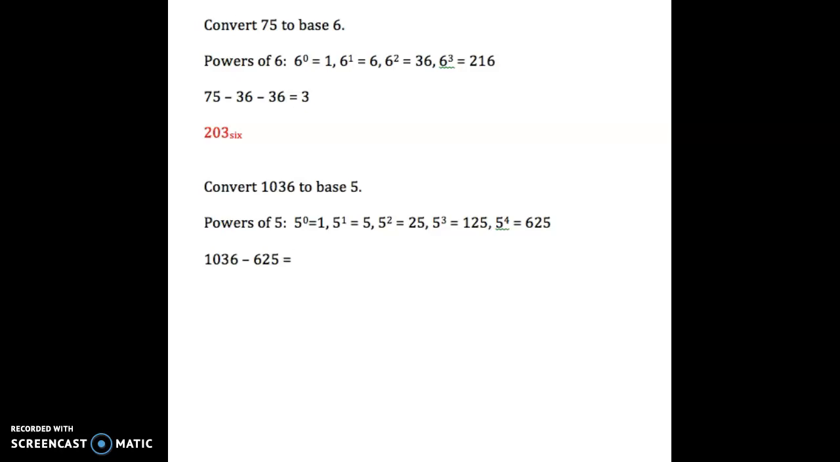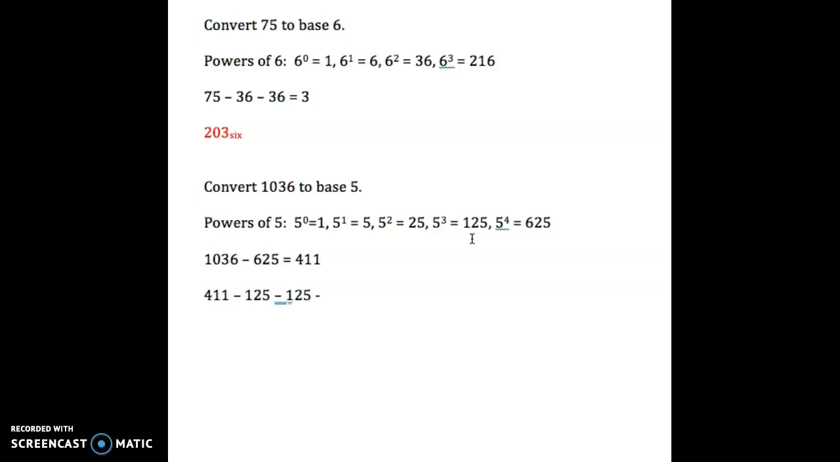1036 minus 625, I have 411. That's less than 625, so I can't do it again. But look what we just found out. I subtracted 625 one time. That's 5 to the 4th power one time. So in the 5 to the 4th power place, I'm going to have a 1. Well, now we'll go to the next lowest one, which is 125. So I'm going to start from 411, and I'm going to subtract 125 as many times as I can without going negative.